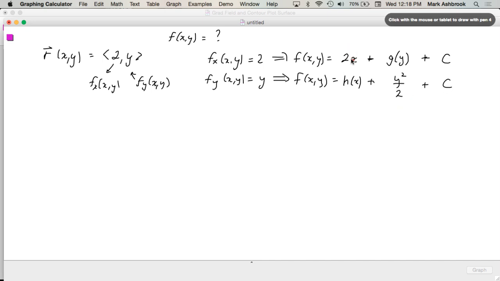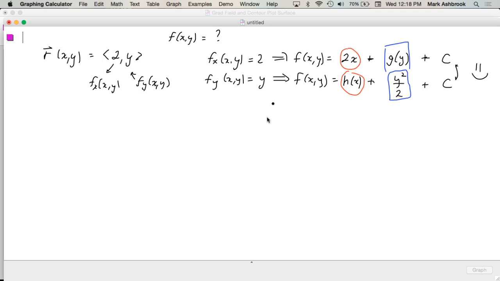So this 2x, does it have a home in the other perspective? It could be h of x. The y squared over 2, does it have a home in this one? Yeah, g of y. And then we could have any constant. So, meaning we have a gradient field, and that gradient field is 2x plus y squared over 2 plus any constant, right?